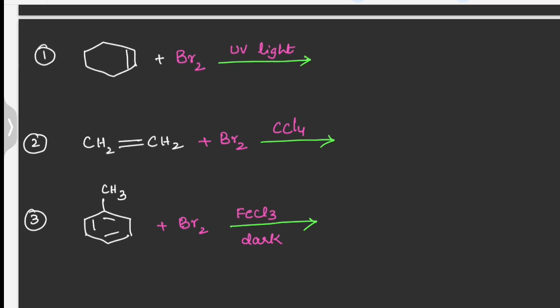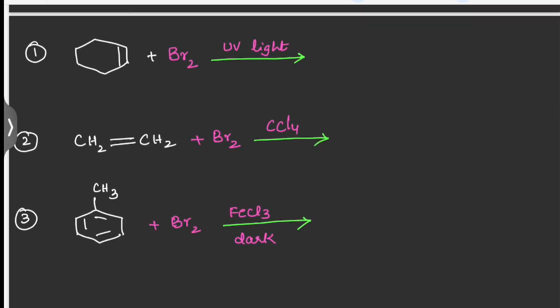So I have taken three reactions and three different reagents. Bromine in the presence of diffuse sunlight or UV light, and bromine in the presence of carbon tetrachloride, and bromine in the presence of FeCl3 and dark condition. So what are the products formed here? So let us see. Students, first reactant is present. When you see bromine in the presence of diffused sunlight, it can be given as UV light or the symbol can be given like this, diffuse sunlight.